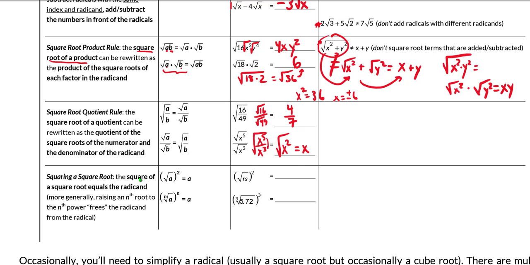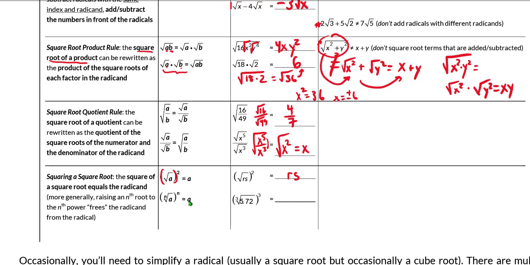Squaring a square root, we should understand that when we square a square root, basically the radical just goes away and we're left with only the radicand. So the square root of a squared is a. So the square root of rs squared is rs.